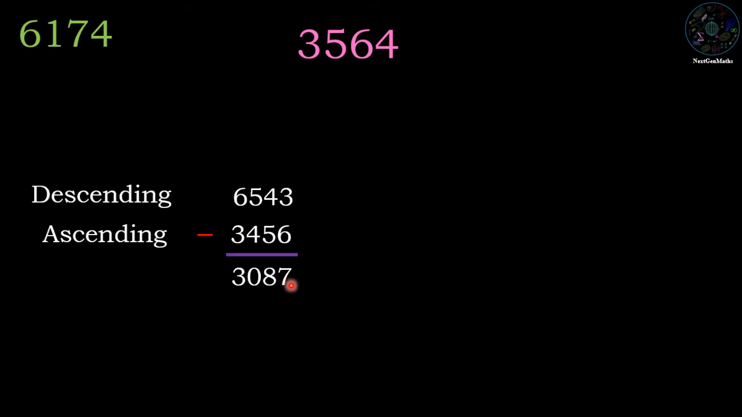Arrange its digits into descending order, 8730. Arrange its digits into ascending order, 0378. And take the subtraction of these two numbers. We have 8352. Repeat this process for 8352.